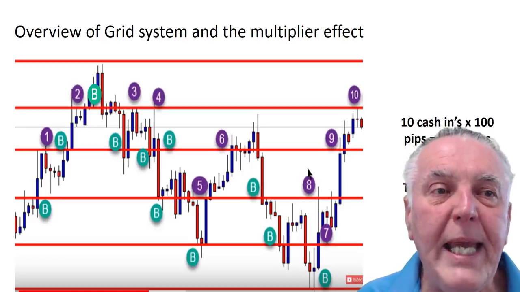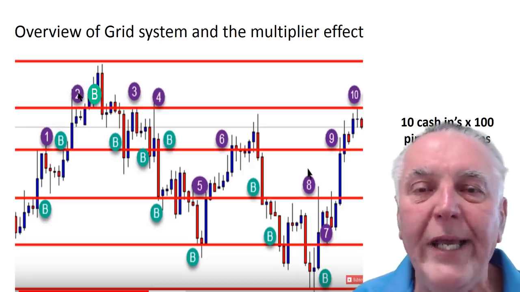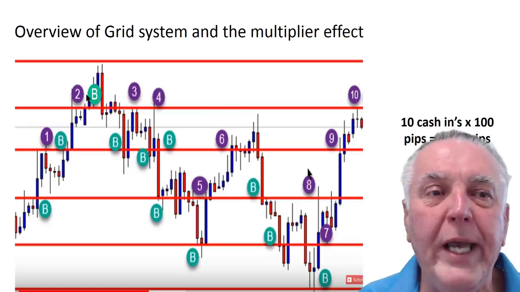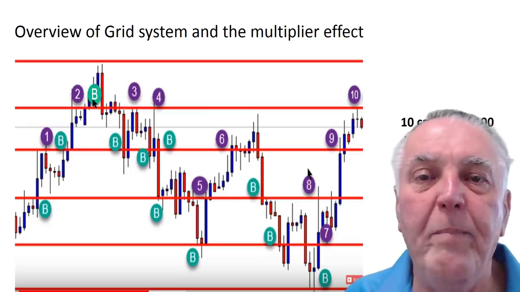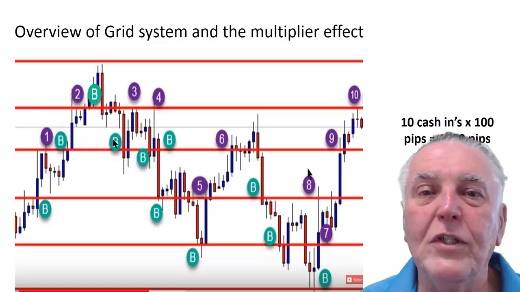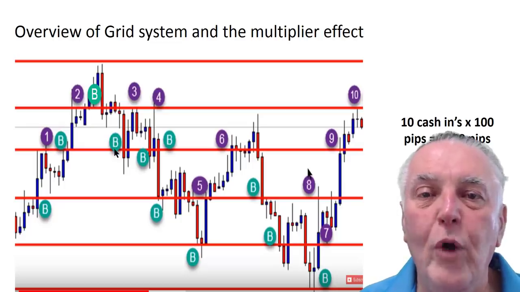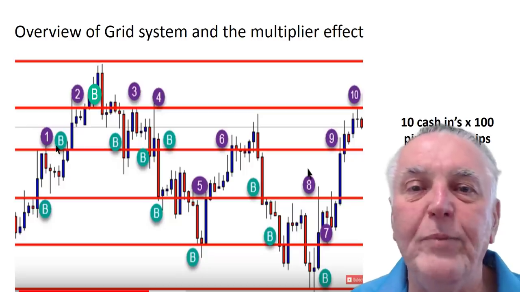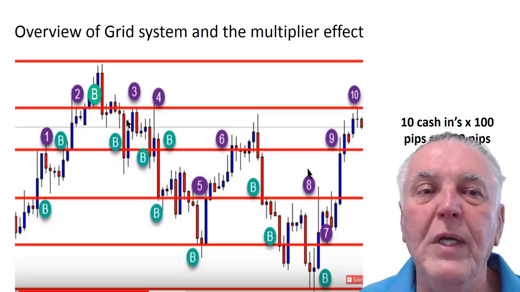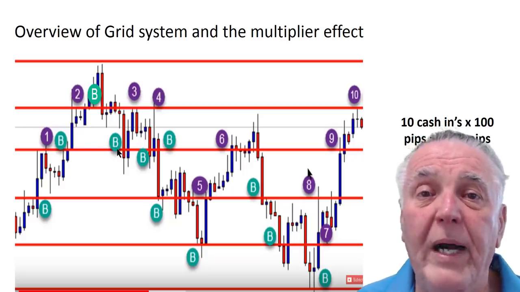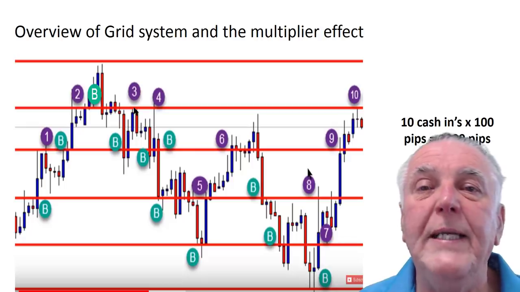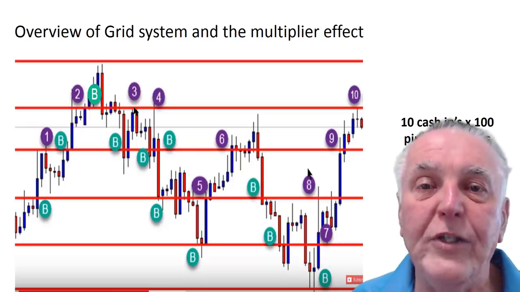Then it goes up again, and again we cash in, so we've now had 2 cash ins and we've opened another buy. Then the price starts going down and we open another buy, because the buy in the previous level has been cashed in, so we need an opportunity to benefit from a buy movement. It goes up, touches the grid line, and we cash that buy in.